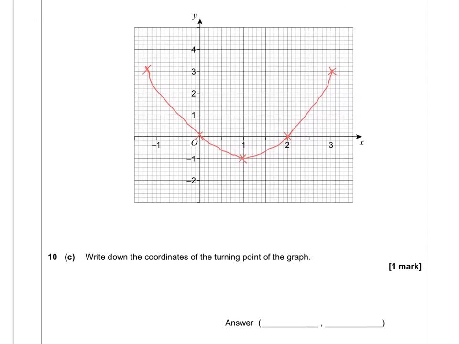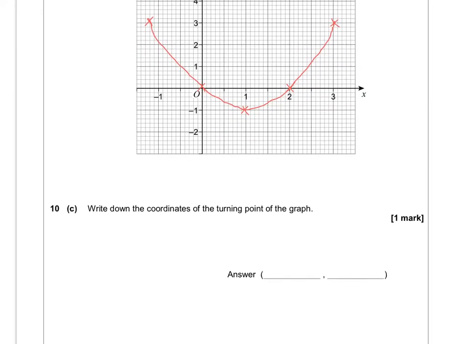The last part of question 10 is writing down the coordinates of the turning point on the graph. So here we're just looking at where the graph changes direction. So that's this area here. So the turning point for this question is at 1, minus 1, making sure that we get the x and the y part of the coordinate the correct way round.